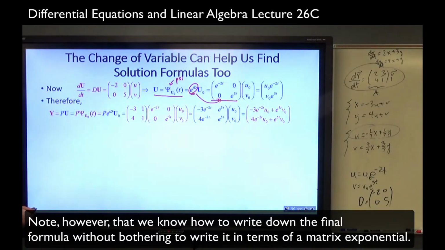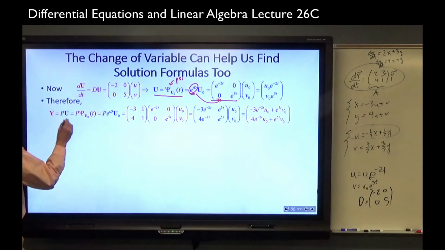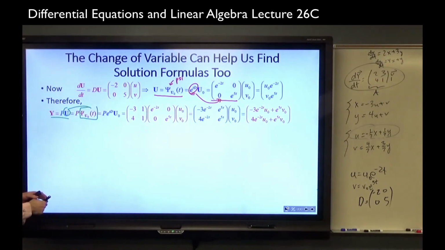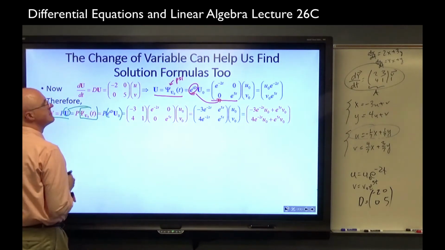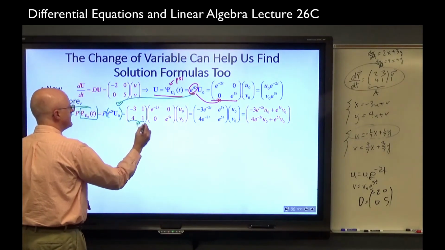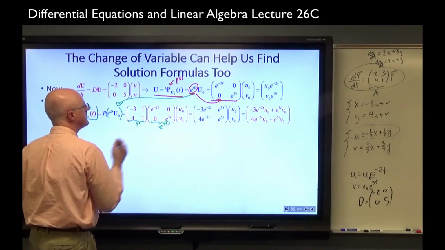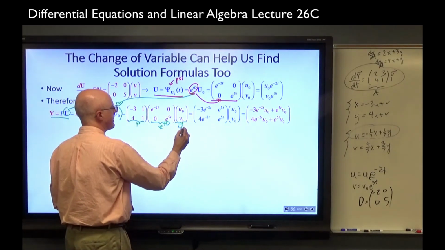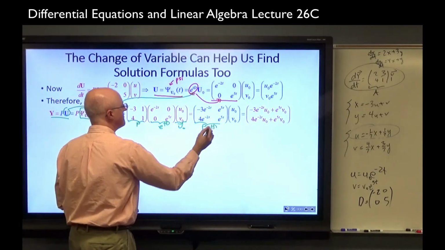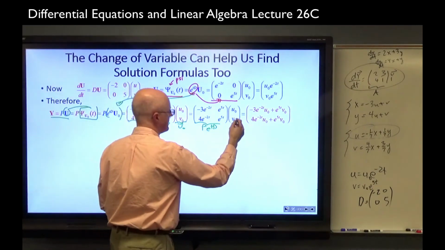Just use your transformation equations, your substitutions essentially. We know from before y is p times u. But u depends on time, it's psi of t, where u sub 0 is the initial condition in terms of u coordinates. But that's equal to this. There's p, there's e to the td, there's vector u sub 0. This is the product, p times e to the td. And this is the final answer when you multiply it all out.